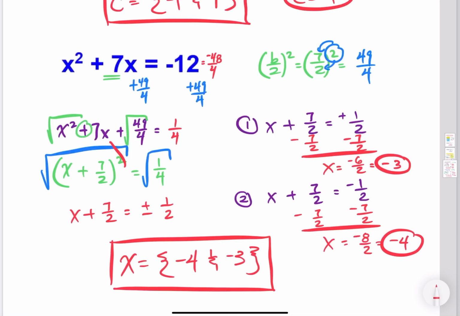And there's our solution. All right, I hope this helped in terms of completing the square and using it to help us solve equations.